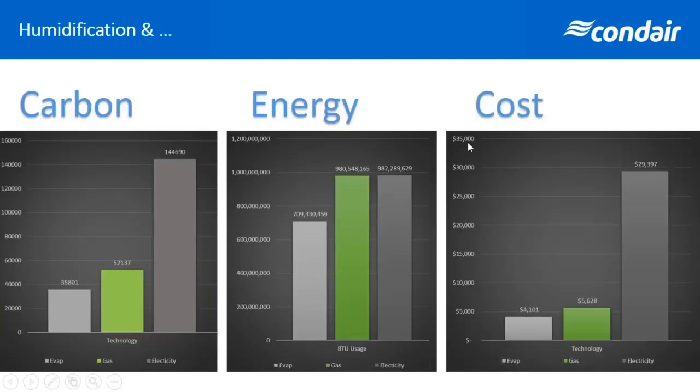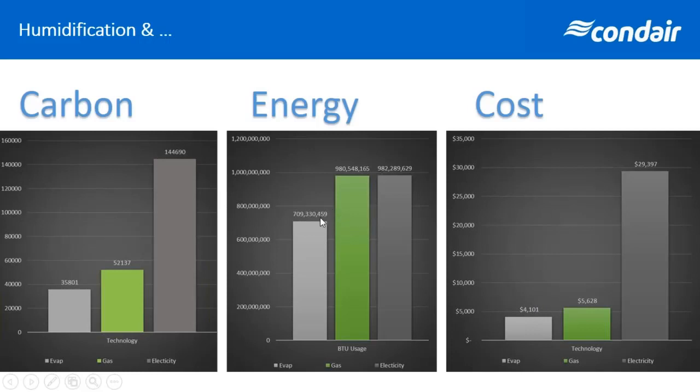So back to this again. Now that we've seen a little bit of the background, we can see the electricity system is putting in almost $30,000 a year of electricity for this 300 pound an hour system, whereas gas and evaporative are using $5,000 or $4,000 a year of that energy and water costs. So there's quite a significant swing there.